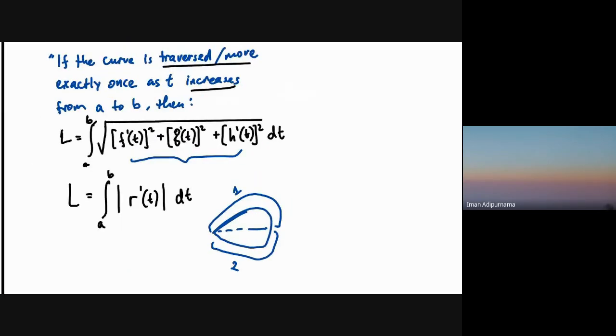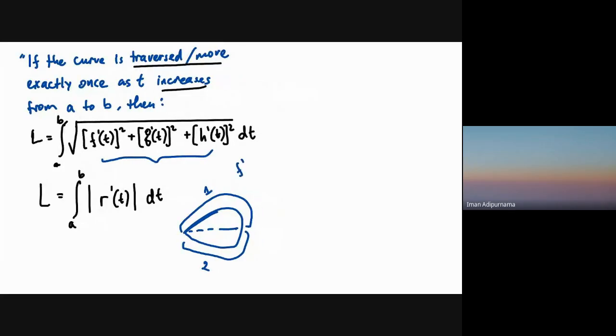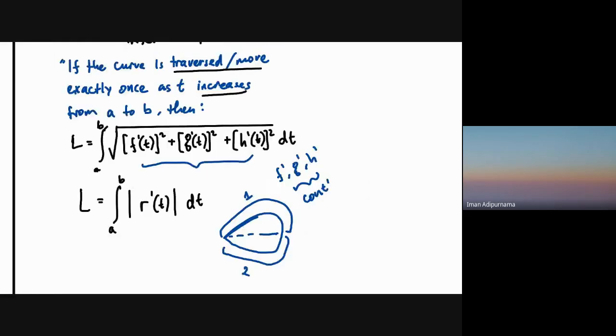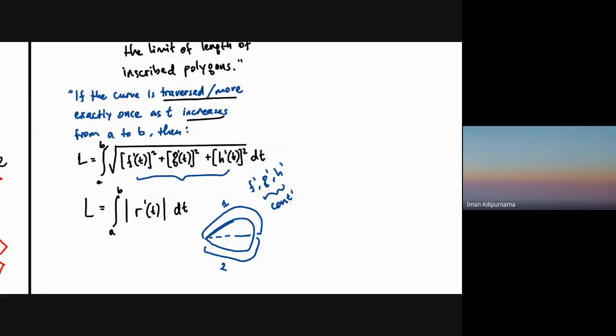And of course, this f prime, g prime, h prime all need to be continuous. Okay, they need to be continuous. You can also write the parametric equations: x is f(t), y is g(t), z is h(t). Okay.